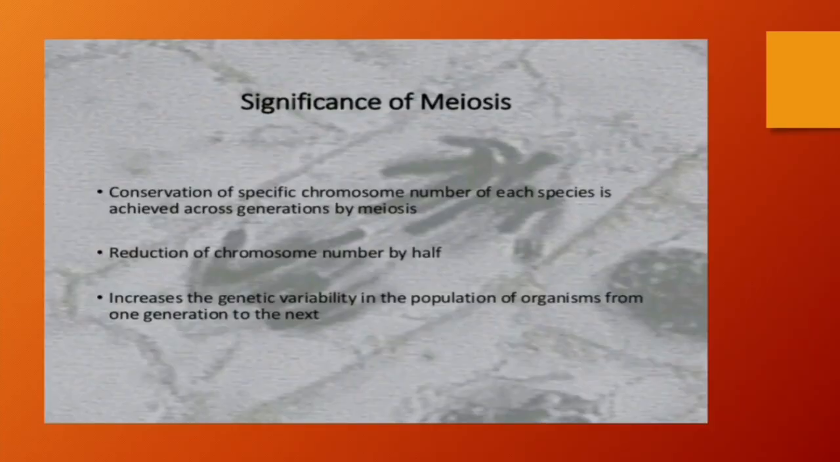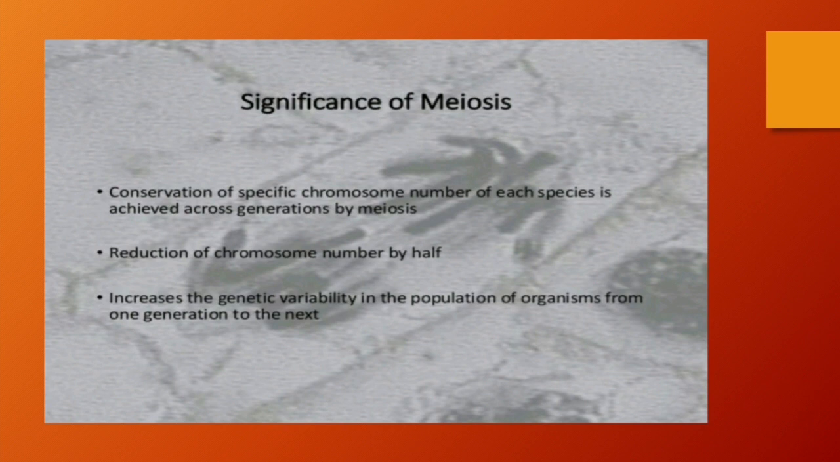Now, the significance of meiosis. Why is meiosis important? It conserves the specific chromosome number of each species. If we have to maintain the number of chromosomes as 46 in human beings, then it is important that our gametes be 23 each. Otherwise, during fertilization, the chromosome number would become enormously high, which we cannot allow. Also, a reduction of chromosome number by half can happen only by meiosis.